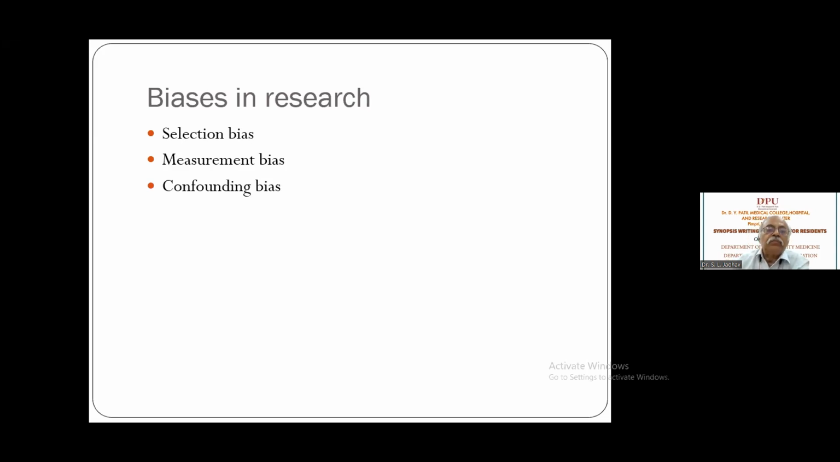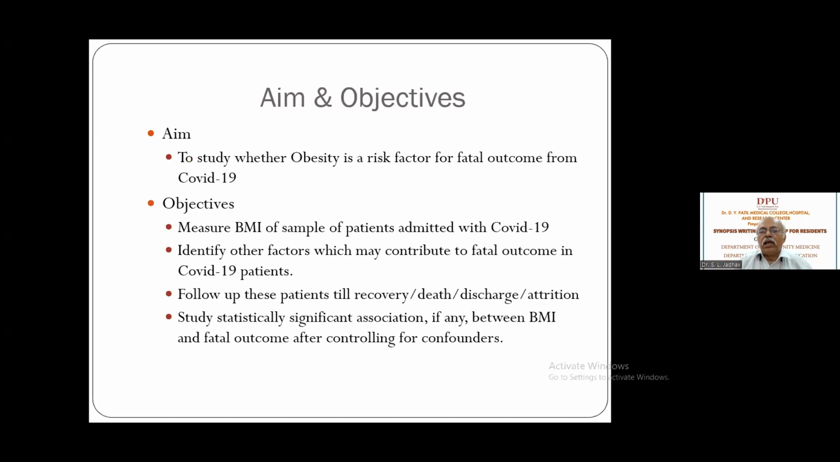So now I have given the study question from this pattern that I want to see the association of vitamin D and lethality from COVID. So my aim is the research question. So aim I will write, aim is to study whether obesity is a risk factor for fatal outcome from COVID-19. This is my aim. What is the difference between aims and objectives? Aim is the overall goalpost. My goalpost is to see whether vitamin D predicts the fatality.